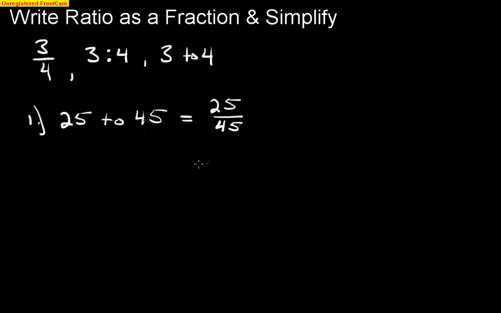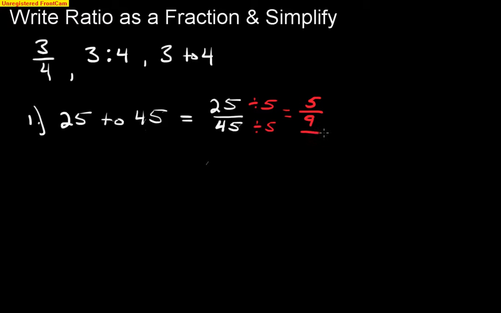So we wrote the ratio as a fraction, and now what we need to do is simplify it, because 25 over 45 is not simplified. So in my mind, I'm going to try to think, and I'll put it in red, what's the number that will go into 25 and 45? And off the top of my head, I'm going to say, well, 5. So I'm going to divide both the top and the bottom by 5. That's going to give us a new fraction, and so 25 divided by 5 is 5, and 45 divided by 5 is 9.